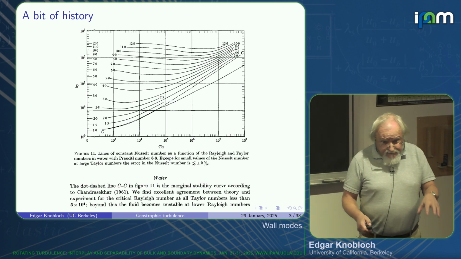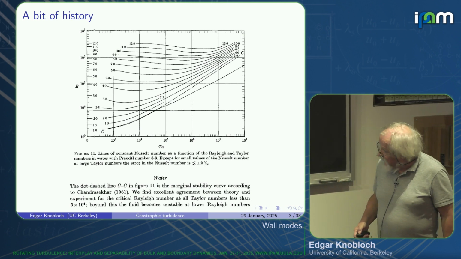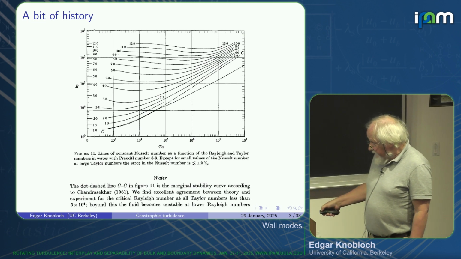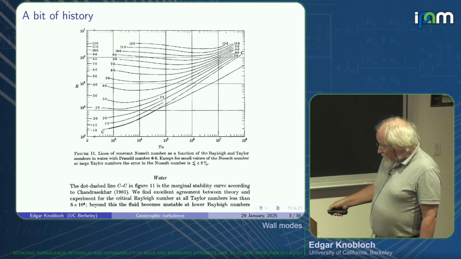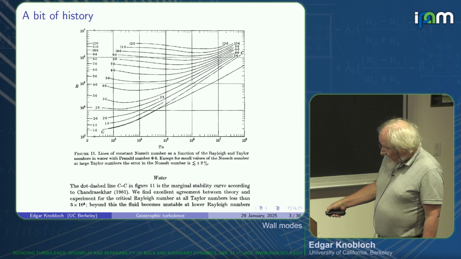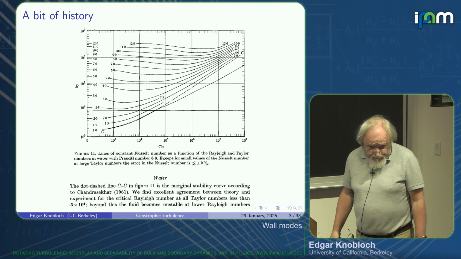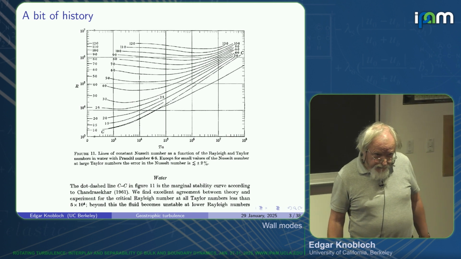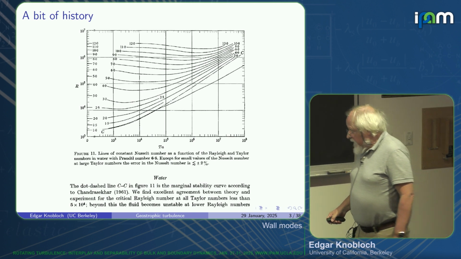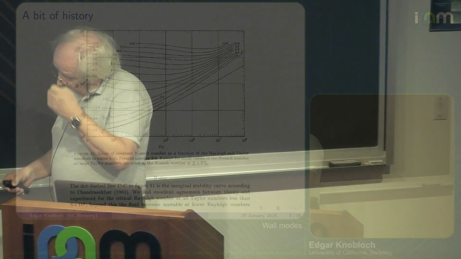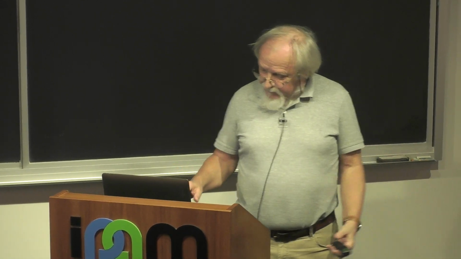And at the time, he didn't have visualization of the flow, and so he didn't know what was responsible for this. But he says here, this is from his paper, we find excellent agreement between theory, this is Chandrasekhar, and experiment for critical Rayleigh numbers up to some critical Taylor number over here. But beyond that, the fluid becomes unstable at lower Rayleigh numbers. And then he goes on to say this is a very reproducible effect, et cetera. So this really is the discovery of a new mode of instability that is not in the theory for an infinite layer. And I'm going to call that the bulk problem.